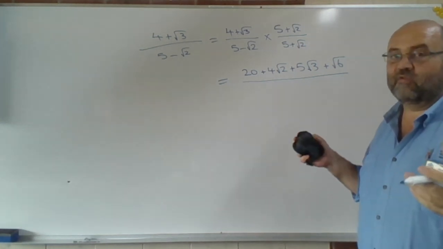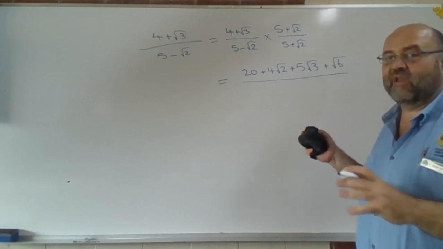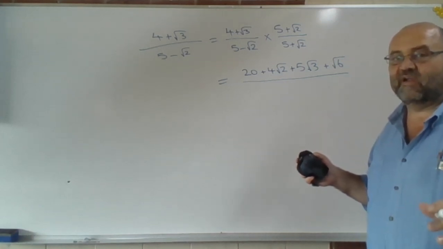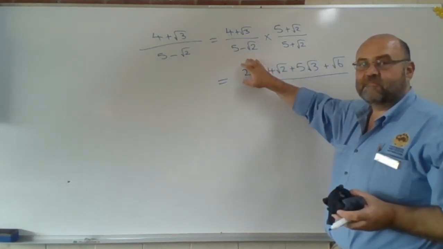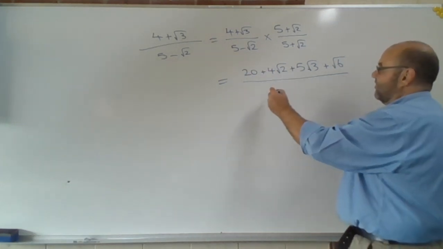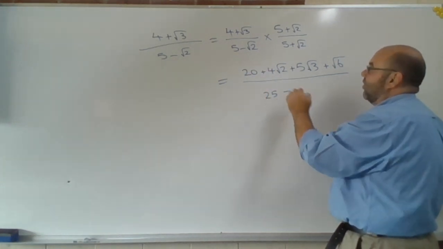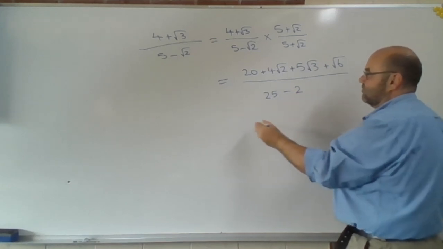Okay, it's a bit of a mouthful, but I didn't care, remember? I wasn't fussed on what was going to happen to my numerator. I just want a rational denominator. Well, my denominator, I've got this difference of 2 squares set up again. So it's going to be that number squared. So 5 squared is 25 minus that number squared. Root 2 times root 2 is 2.